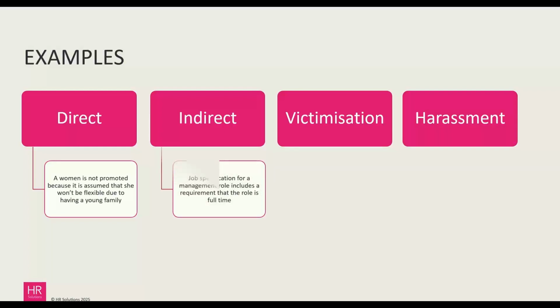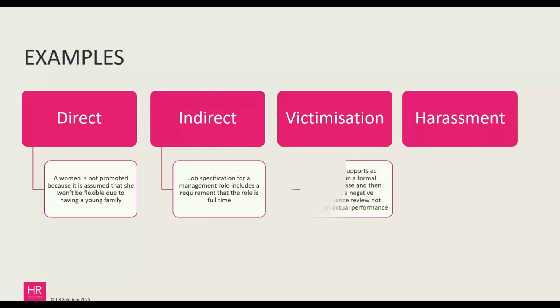When we think about indirect discrimination and this piece around applying a policy or rule, the scenario here is a job specification for a management role that includes a requirement that the role is full-time. On the face of it, it doesn't seem discriminatory, but actually in practice, it discriminates against people from certain groups. So for example, if you're applying a policy that requires the role to be full-time, it's actually a criterion that prevents women from applying for those roles, because typically it's the woman that works part-time when raising a family or caring responsibilities.